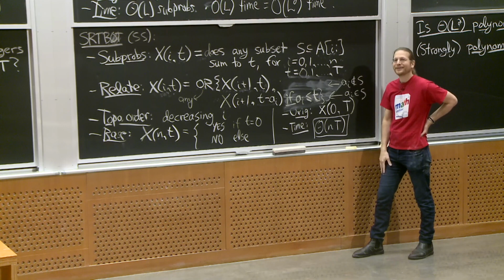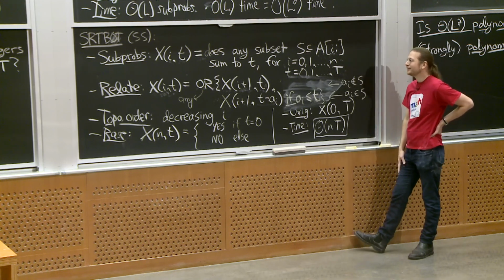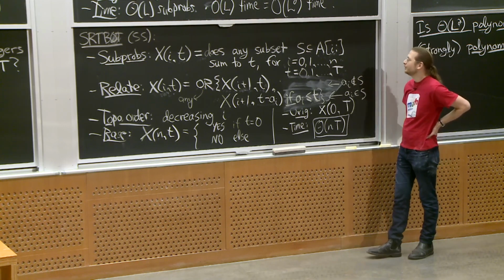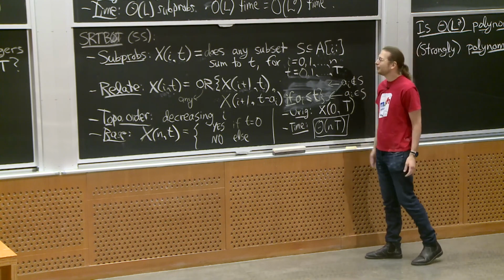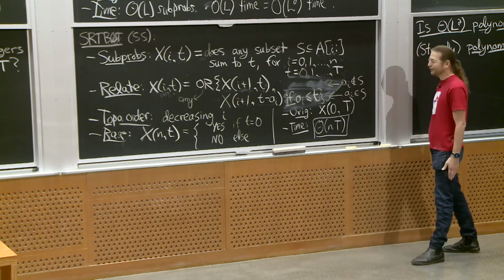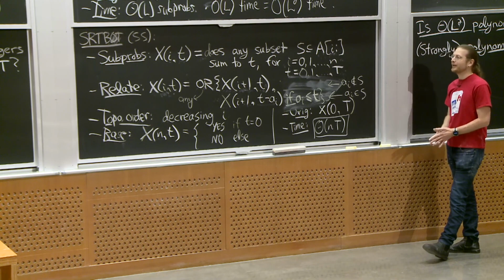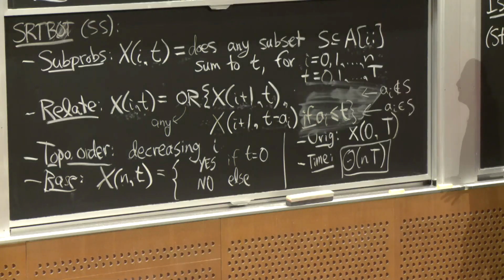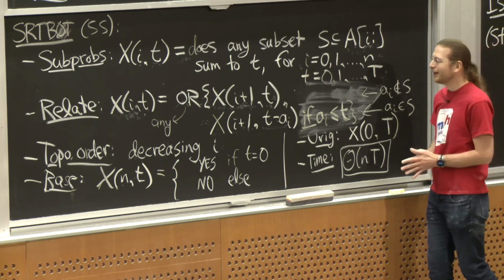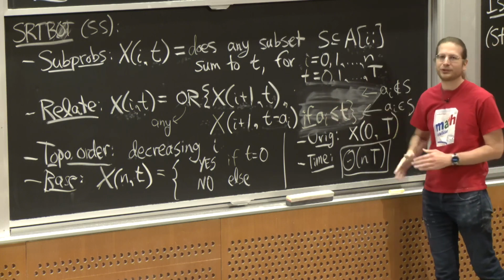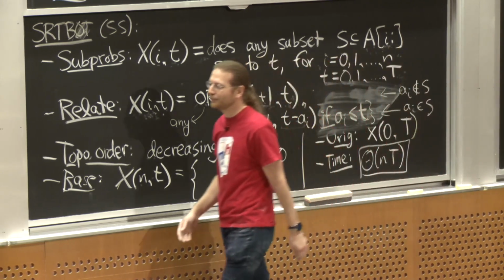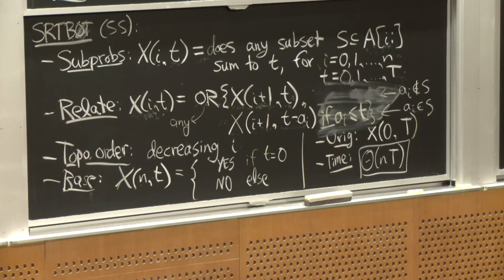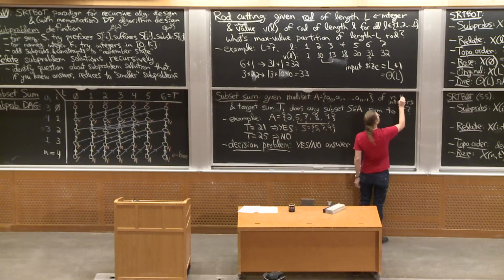Does this restrict to only positive integers in the input? I am implicitly assuming here that all the a_i's are positive. I think you can solve it with negative numbers, and maybe we'll do it in recitation. It's not a trivial change to this DP. I've definitely thought about it before. Yeah, so I should have said positive integers. Thank you.